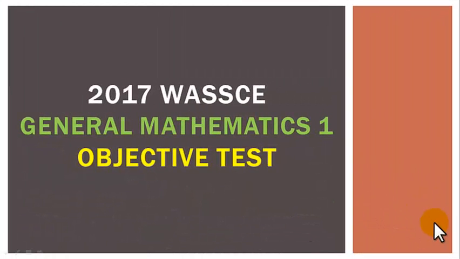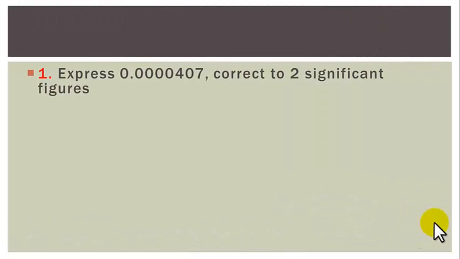2017 West African Senior Secondary Certificate Examination, General Mathematics 1, Objective Test. Question number 1. Express 0.0000407 correct to two significant figures.